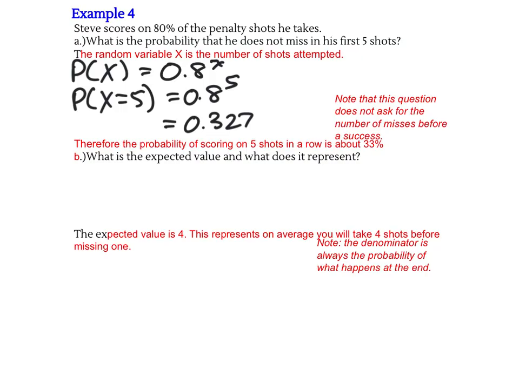Now what is the expected value of that? Remember, expected value is the probability of failure over the probability of success. Well, success in this case would be him missing the shot, right? Because it's asking what if he does not miss in the first 5 shots? So not missing is the success. His expected number of shots that he will not miss is 4, which makes sense because 4 of 5 is 80%.